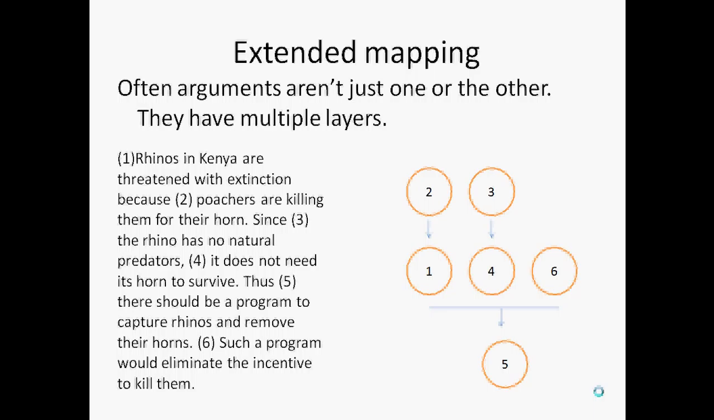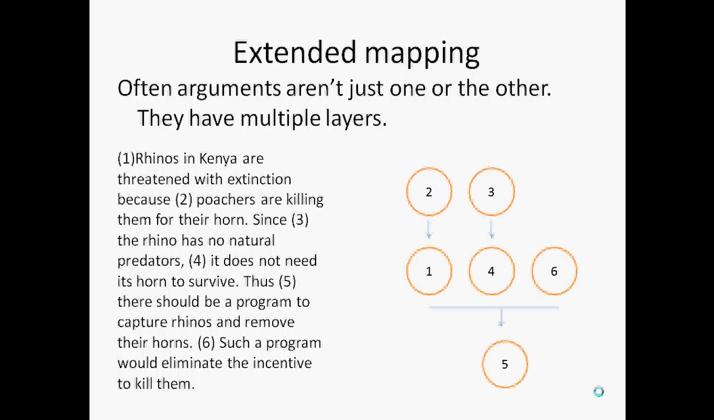Now, the mapping doesn't have to stop with just a simple, one level. It can go quite deep. As a matter of fact, here is one where you can have a vertical pattern combined with a conjoint premises pattern combined with a horizontal independent pattern, and you could have one with 87 premises and you could map the whole thing out.